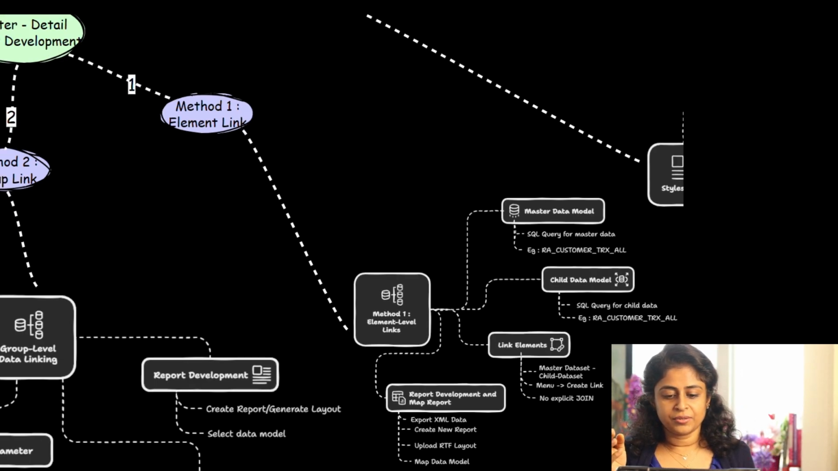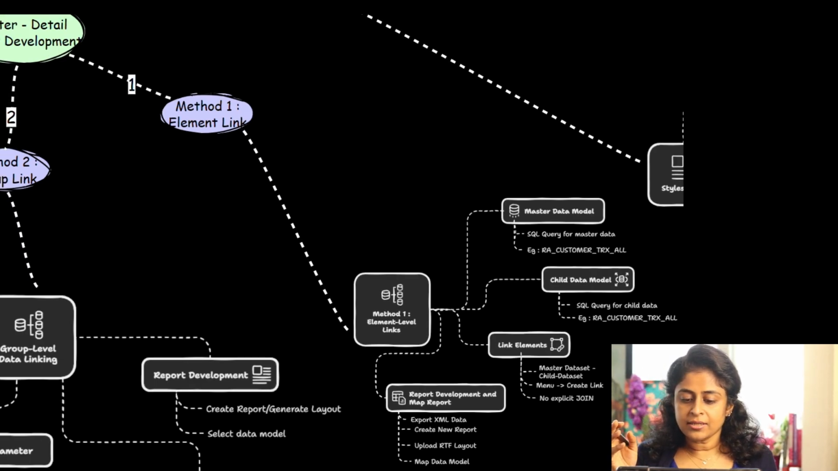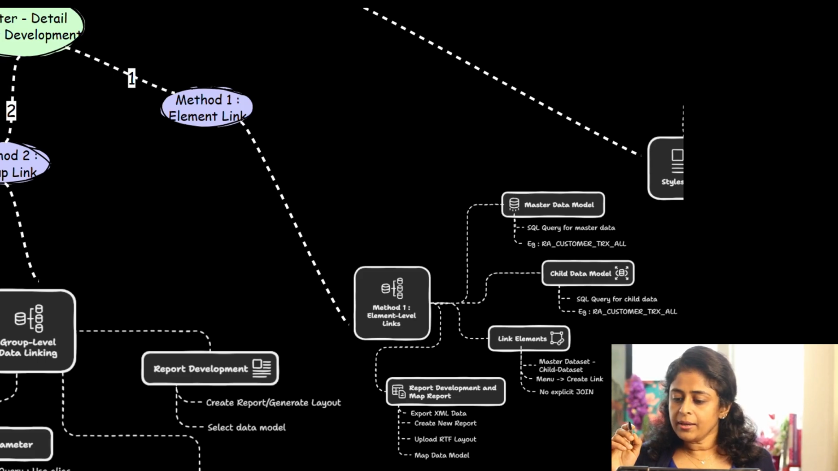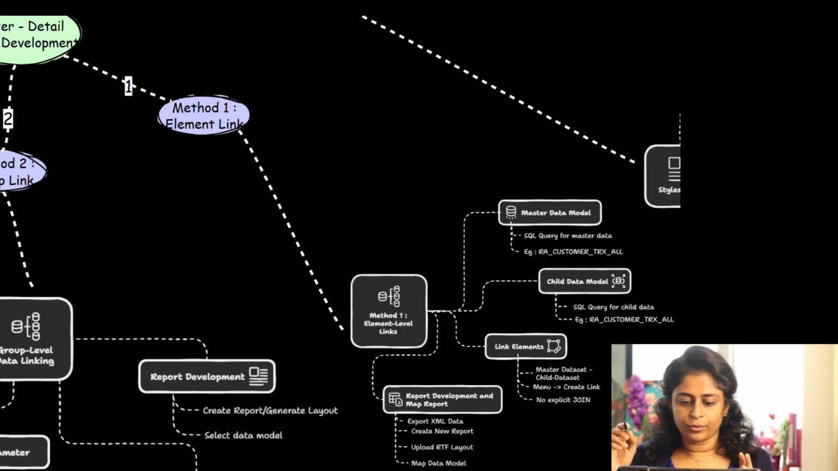Master detail relationships. Now let's tackle the master detail relationships. This is essential for hierarchical data like invoices and line items. BI Publisher offers three powerful approaches.